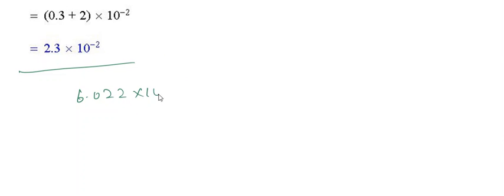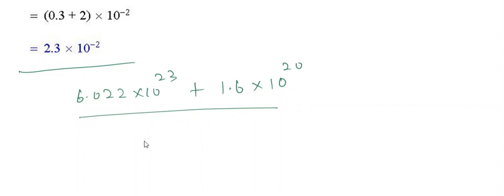6.022 into 10 power 23 plus 1.6 into 10 power 20, divided by 4.2 into 10 power minus 1 minus 550. Okay, so this is the problem.